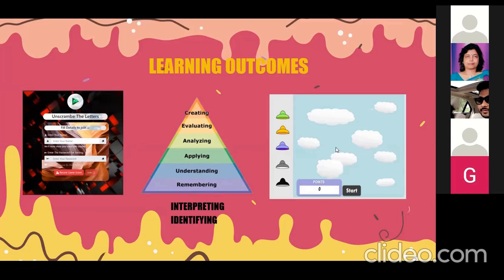So what about this shooting game? What skills are we tapping? What is the learning outcome of the shooting game? If anybody has been able to click on the spaceships and answer the questions, can you tell me what is the learning outcome of the shooting game?